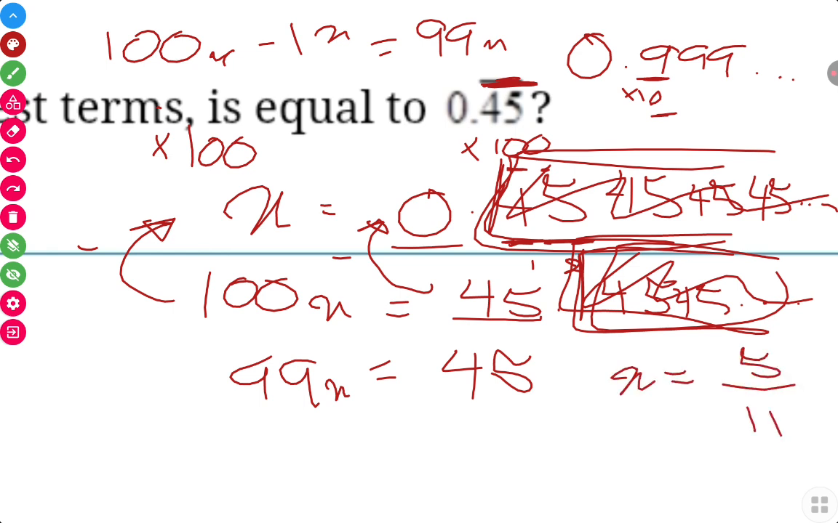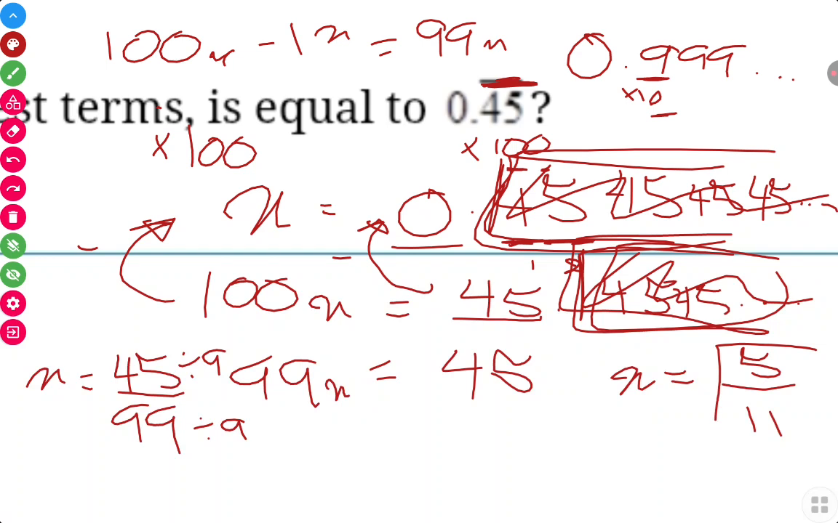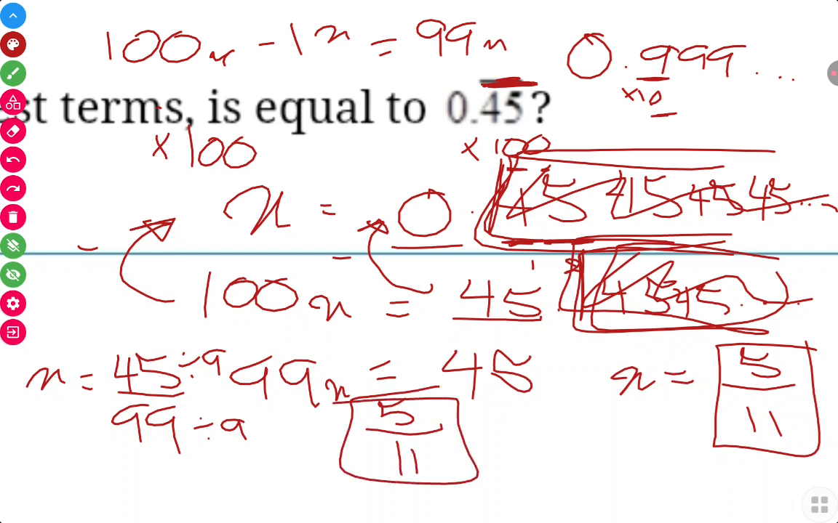Or you can make it into a fraction, x equals 45/99, and then divide by 9 to simplify, if your calculator doesn't give you fractions directly. 45 divided by 9 is 5, and then 99 divided by 9 is 11. Now it's in simplest form. So the fraction form of 0.45 repeating is 5 over 11.